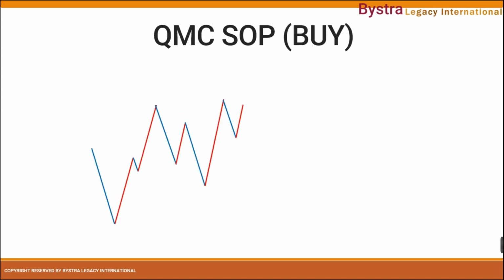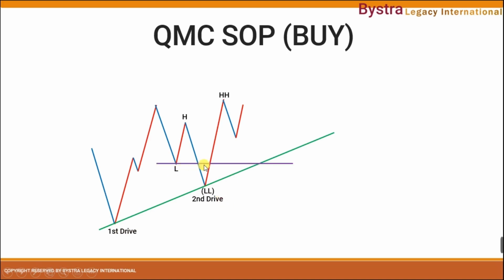Alright, now let's look at the QMC SOP for the buy setup. As we can see here, there is a QM buy setup. We can see the low, high, lower low, and the higher high. At the same time, there is one support here that we can use as our confluence. So here we can see that this lower low, the head of the QM, is on the second drive. The first drive, the second drive, and then we mark the horizontal line as our entry point. We mark the zone so it's easy to monitor when price comes into this zone.